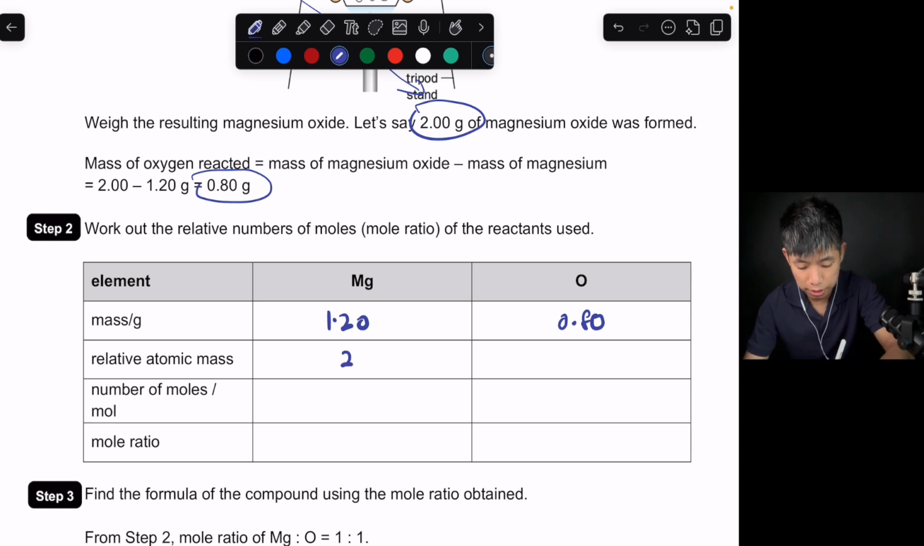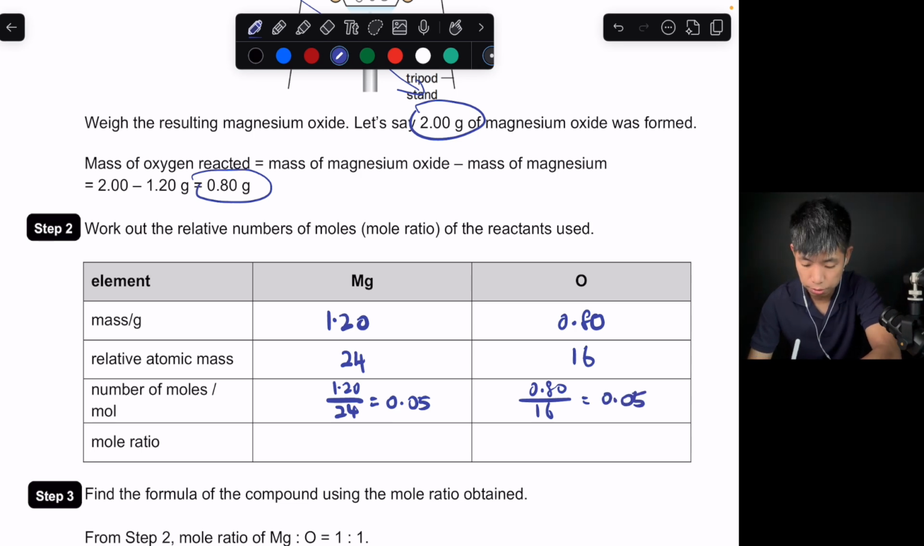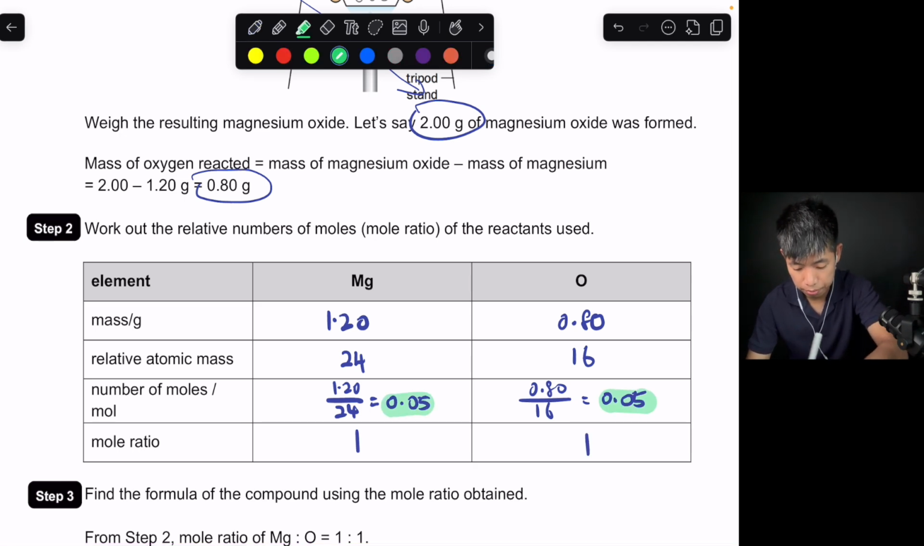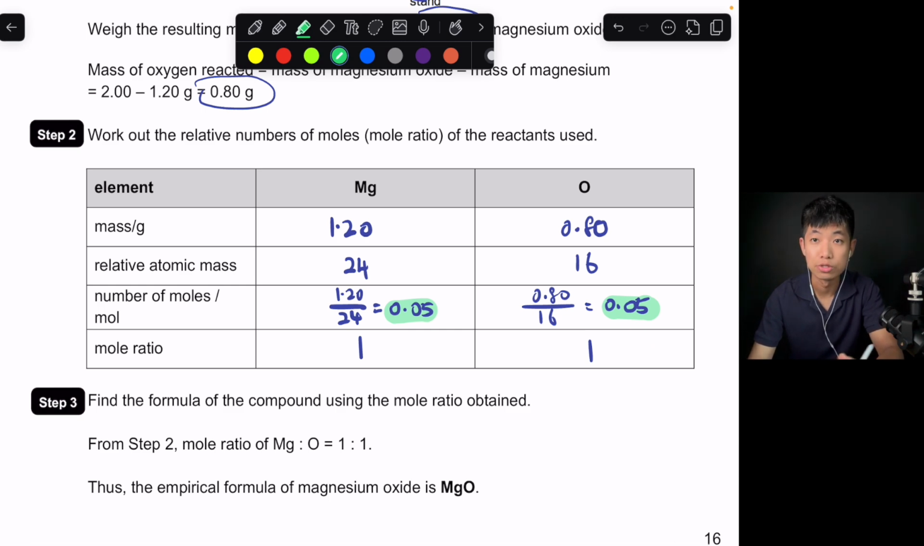Okay, so the relative molecular mass which we get from the periodic table is like this. Then we always start by finding number of moles, which is the mass over the molar mass. So I'll take 1.20 divided by 24, 0.05, 0.8 divided by 16 equals 0.05 moles. So the mole ratio is 1:1. Therefore, the formula of magnesium oxide is MgO.